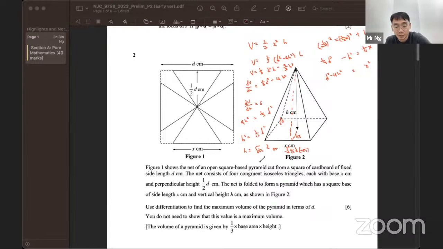Okay, so with that, your volume will be equal to, substitute all this into h, right? So V equals 1/3... Square root 12. Sorry, square root 12 is 2 square root 3.